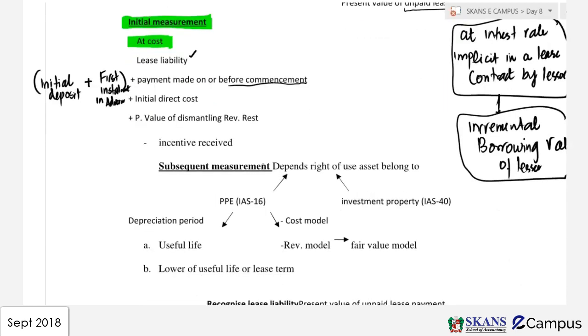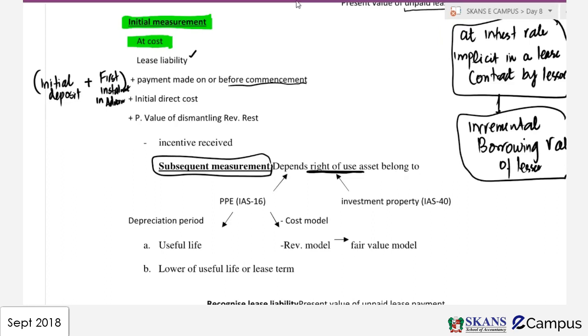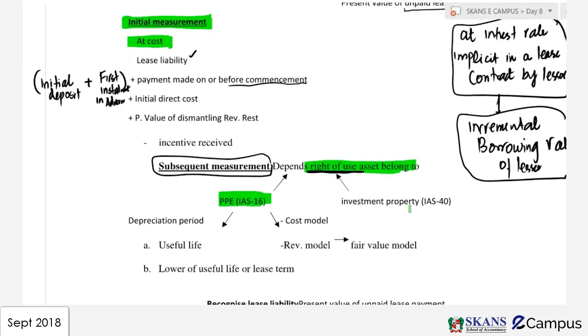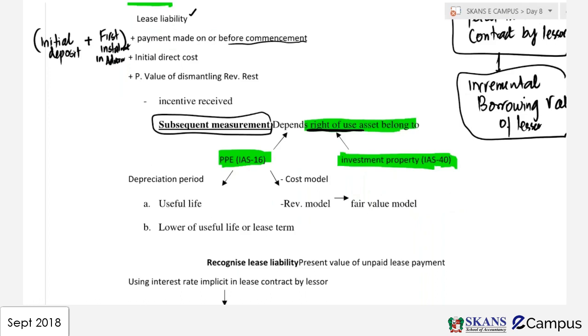Now, guys, how to measure the assets subsequently? It depends. The right of use asset belongs to either IAS 16 or IAS 40. How can we ascertain whether it belongs to property, plant and equipment, or to investment property? If we are using that asset, it is IAS 16. If we are letting it to others, or we have held that right of use asset for capital appreciation, it could fall under IAS 40. Now, guys, the subsequent measurement follows IAS 16 and IAS 40.